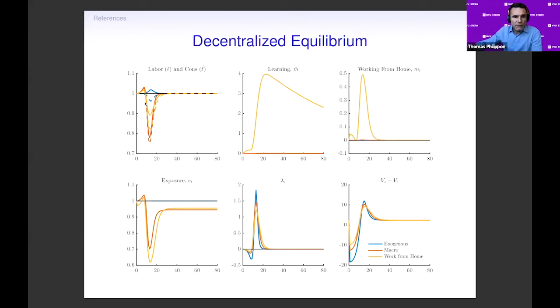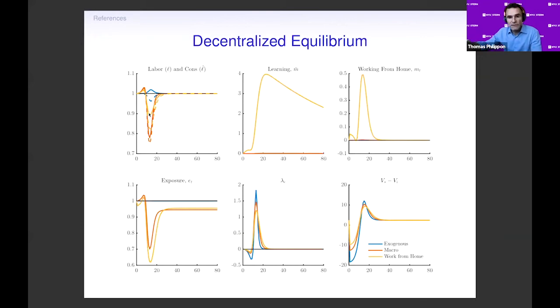Now, if you don't have work from home, the output would drop by about 20%, because people would stop going to work to a large extent and they would cut their consumption to limit their exposure. So you would have a private recession of something between 10 and 20%. If you have work from home, then the recession gets much milder. Why? Because you can cut your exposure while still working.